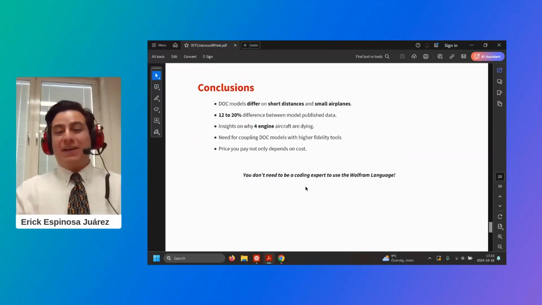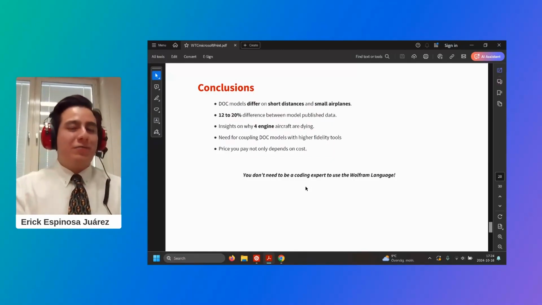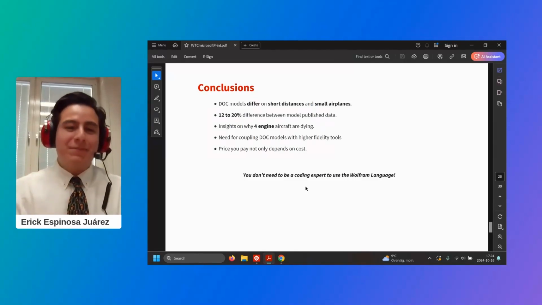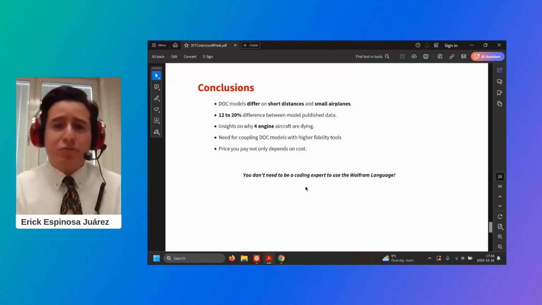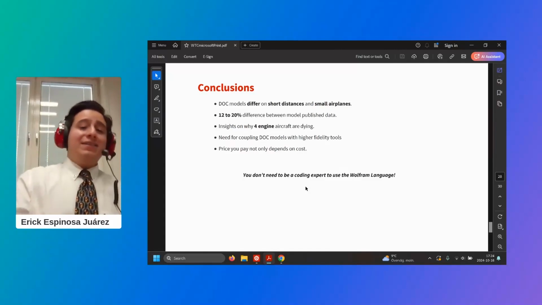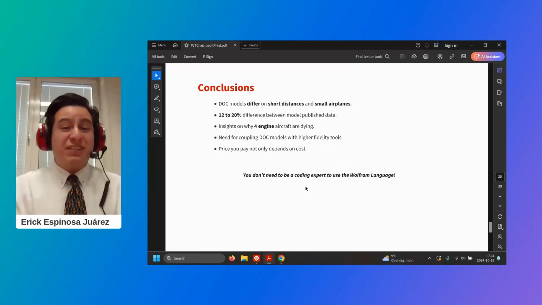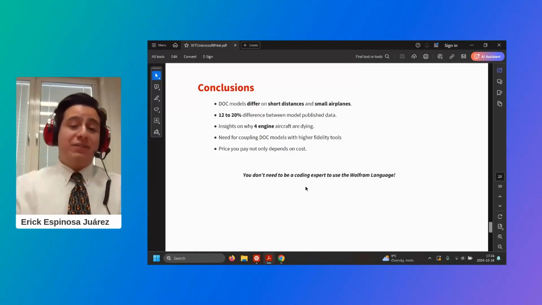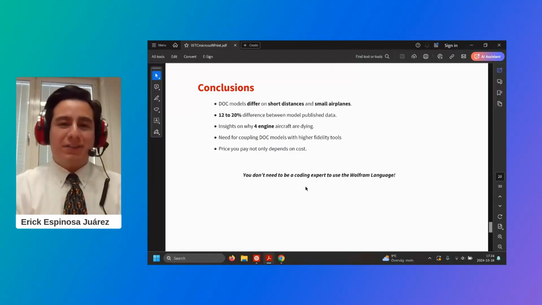The DOC models differ on short distances and small airplanes, regional aviation. Whenever you see these electric airplanes, handle the information with caution whenever they claim that the price is really low. It's very model dependent. Nevertheless, if you do the math right, you can expect a 20 to 12% difference between the model and the published data. This also brings insights on why the 4-engine aircrafts are dying. The big A380, that one is retired much more before than what the engineers believed. And there is also this need that I was speaking of, coupling these models to higher fidelity tools like the Wolfram System Modeler aircraft library.